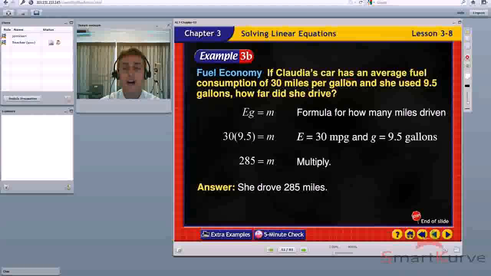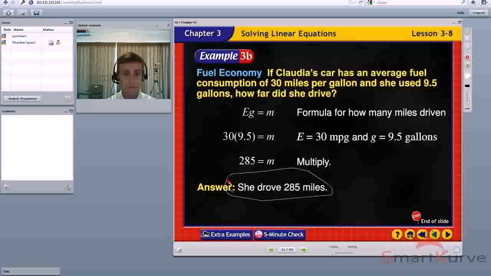If Claudia's car has an average fuel consumption of 30 miles per gallon and she used 9.5 gallons, how far did she drive? Well, we know that miles driven equals Eg. m equals Eg. So now plug in. We know that E is the 30 miles, that's her fuel consumption, and 9.5 is the gallons used. 30 times 9.5 is 285. Miles driven is 285. All we did was use the equation and plug in numbers.